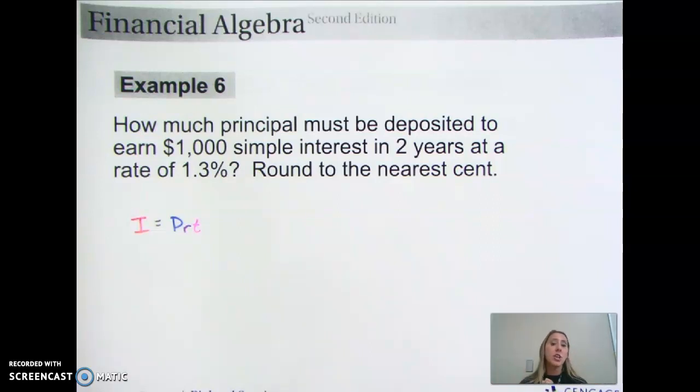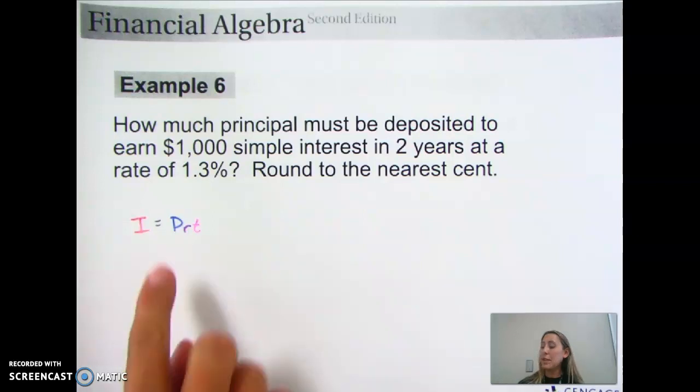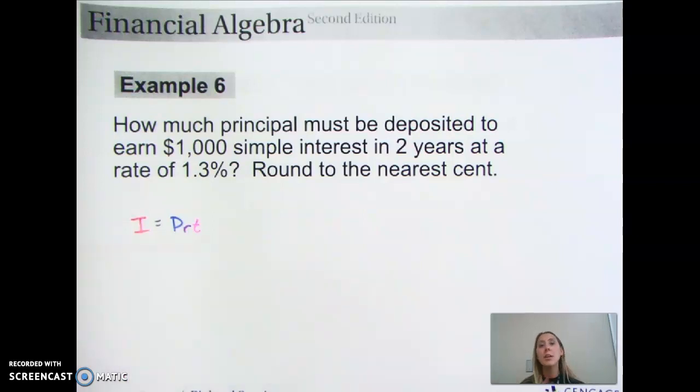All right, we are going to start with this example. We learned this the other day, where we use the simple interest formula, and now we're just going to rearrange it and solve for different parts. This question is saying, how much principal must be deposited to earn $1,000 simple interest in 2 years at a rate of 1.3%, and we need to round to the nearest cent, because in financial literacy we're always going to round to the nearest penny.